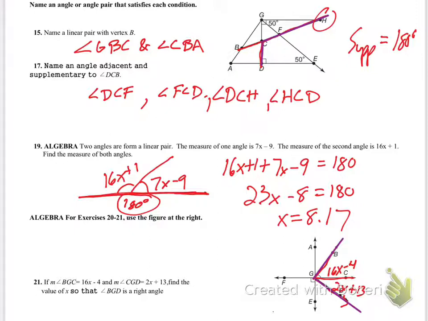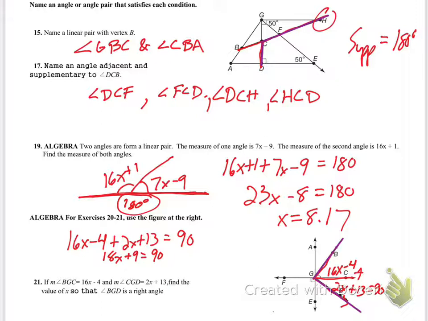So we know a right angle equals 90 degrees. So the only thing I'd have to do is add these two up, set them equal to 90 degrees. So I would have 16x minus 4 plus 2x plus 13. And then all of that combined is going to be equal to 90. So it would be 18x plus 9 equals 90.